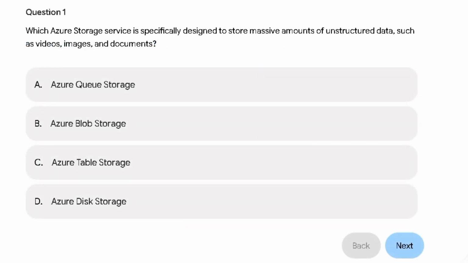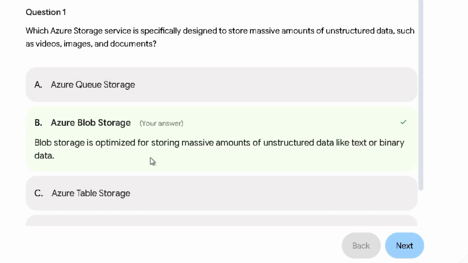So here we are with question number 1. Question number 1 says, which Azure storage service is specifically designed to store massive amounts of unstructured data, such as videos, images, and documents? Remember, when I talk about unstructured data, I'm usually referring to Azure Blob Storage. Remember this for your certification. Blob Storage is optimized for storing massive amounts of unstructured data, like text or binary data.